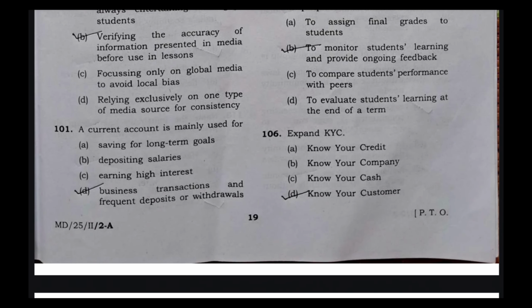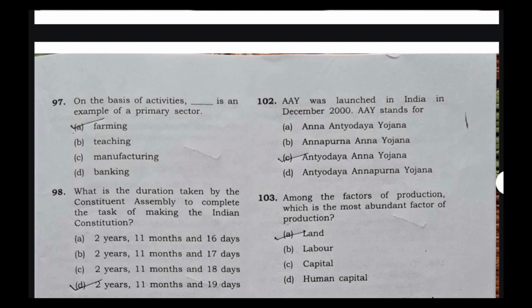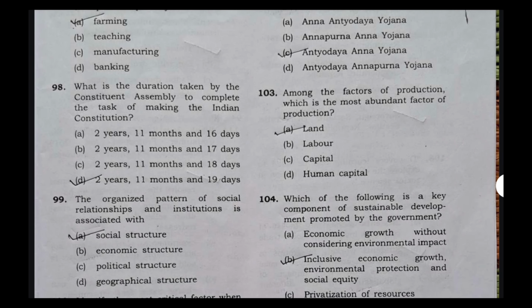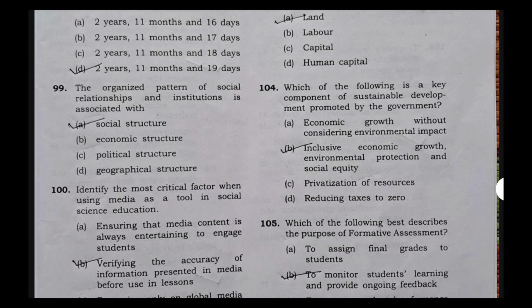101. A current account is mainly used for, the answer is option D, business transactions and frequent deposits or withdrawals. 102. AAY was launched in India in December 2000. AAY stands for, answer is option C, Antyodaya Anna Yojana. 103. Among the factors of production, which is the most abundant factor of production? Answer is option A, land.